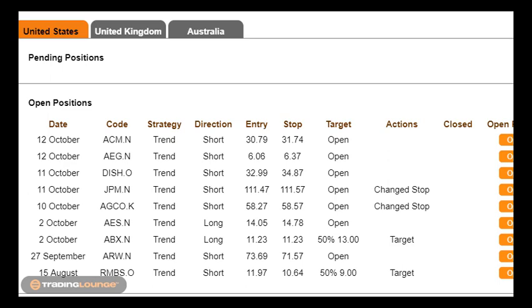In a bit of a nutshell, I generally look at having no more than 6% risk on my total portfolio per exchange. In this case, we've got some US trades here, and I want to keep my risk at 6%. So how do I do that?